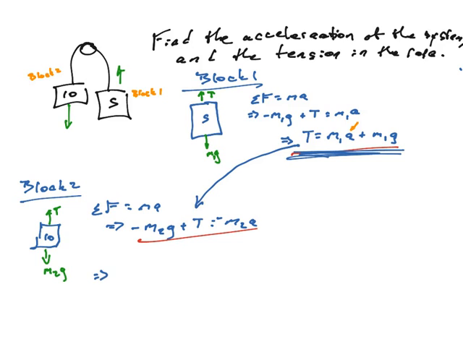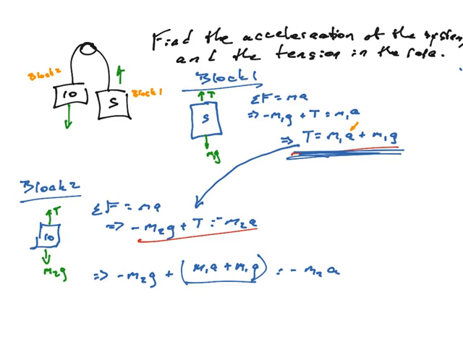So now what do I have? Minus m2 times g plus T, but T I just solved for. That's m1 times a plus m1 times g from my block 1 equation. So minus m2 times g plus T, but T is this whole thing, equals minus m2 times a.